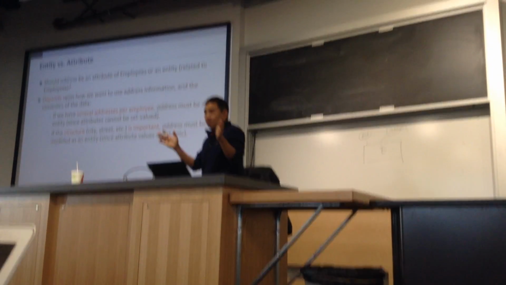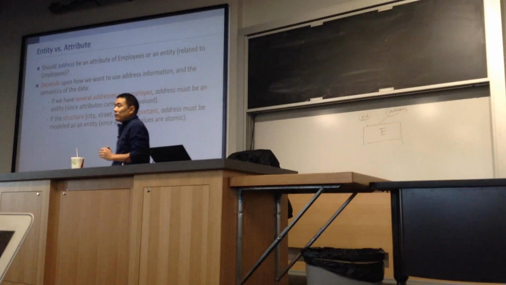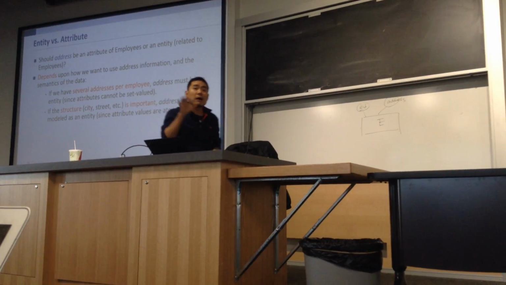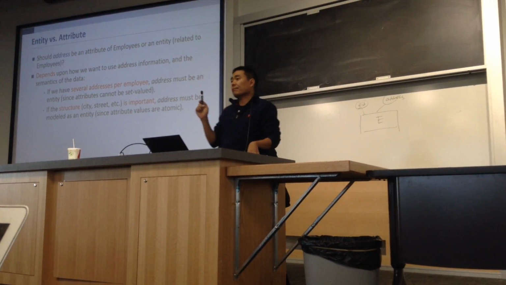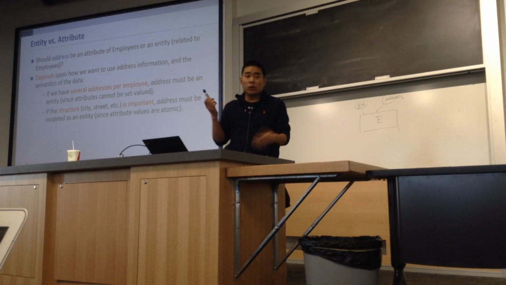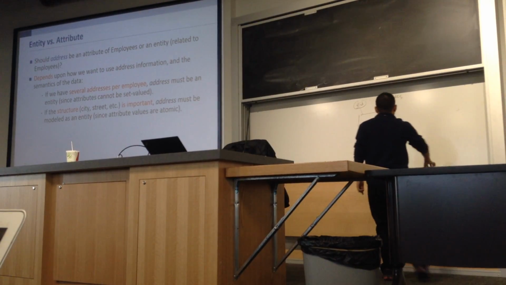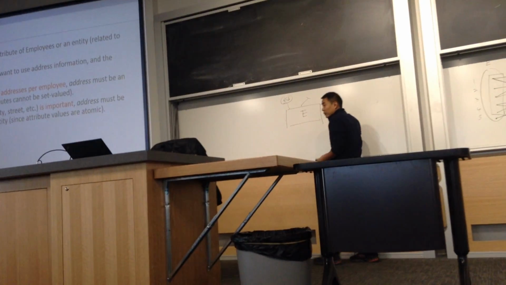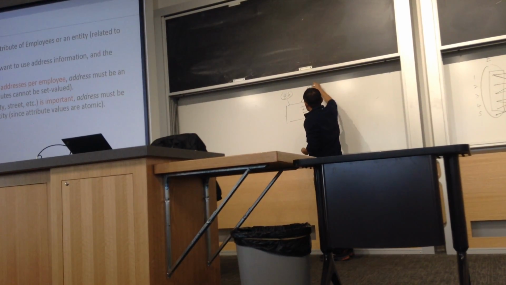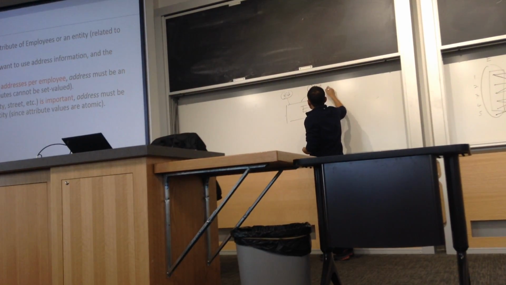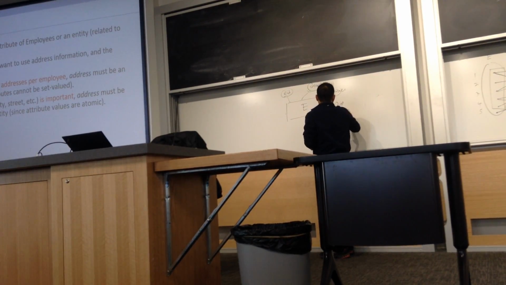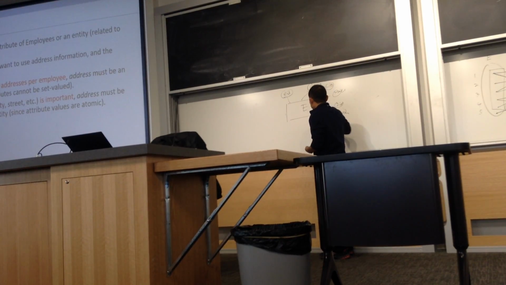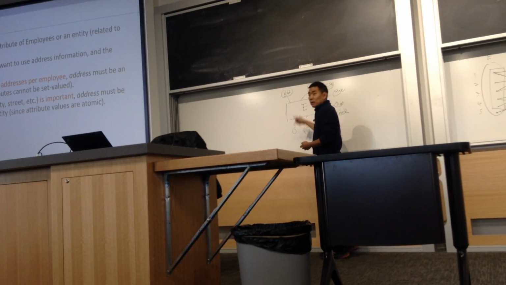That's a perfect example. So you want to capture that if you care about that structured information. And furthermore, of course, you can argue, okay, if I care about that structured information, fine, I'm going to replace address with its component attributes, then I have a bunch of other attributes for the employee, like name and so on.